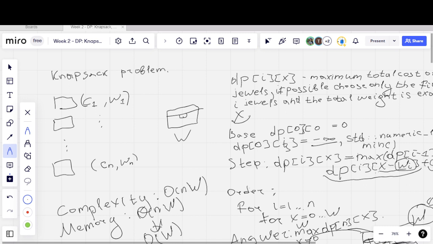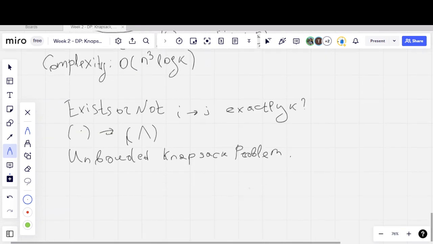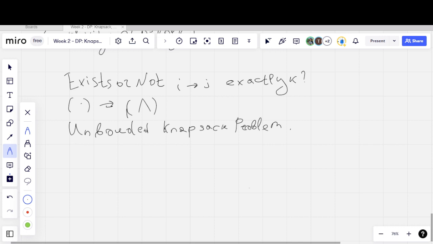Do you understand? It's called the zero-one knapsack problem when we consider the standard one. The unbounded knapsack problem: knapsack problem, but you can use an unlimited quantity of each item.